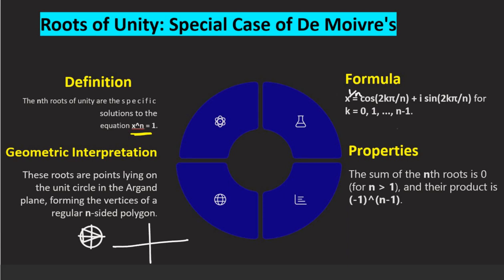For the fourth roots of unity, the roots are 1, i, minus 1 and minus i, and joining these points forms a square. So, joining the nth roots of unity forms an n-sided polygon. The sum of the nth roots is 0 and the product is given by minus 1 whole power n plus 1.